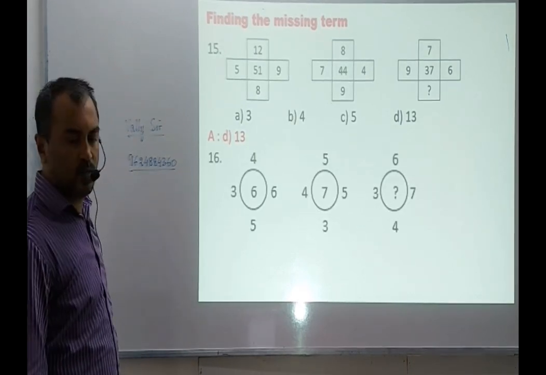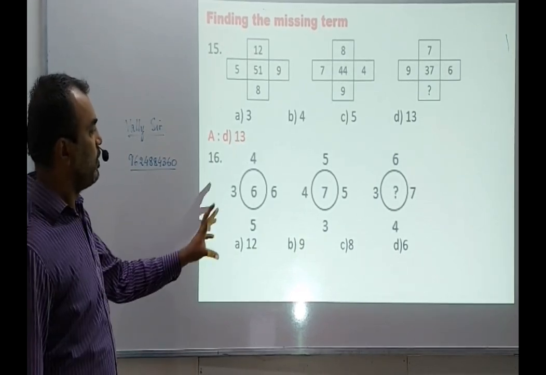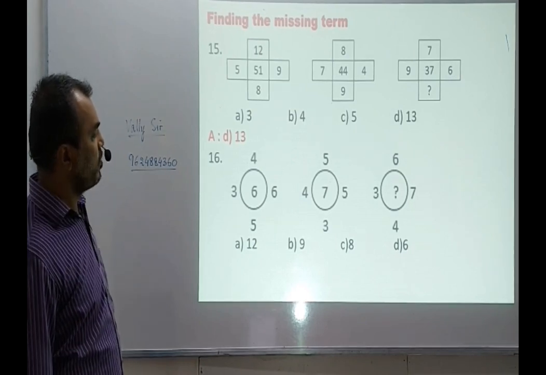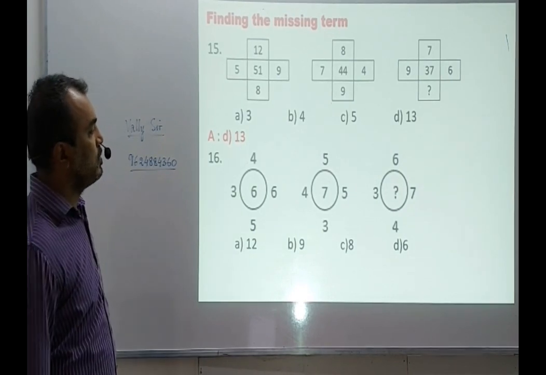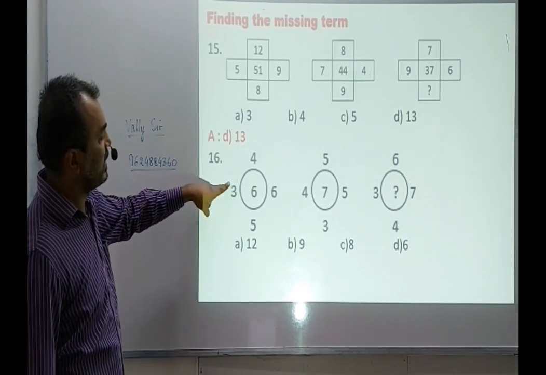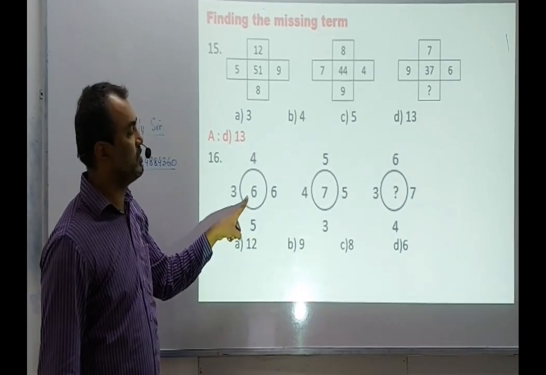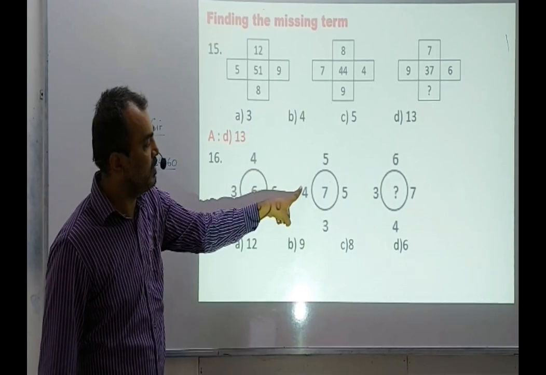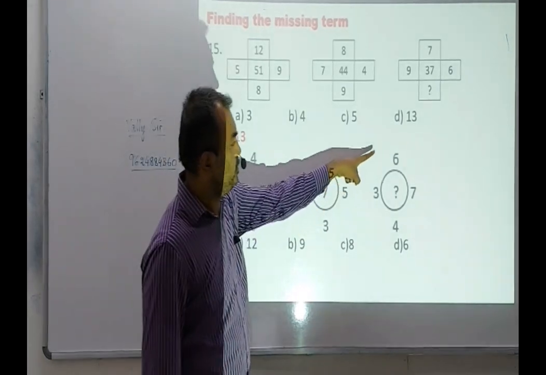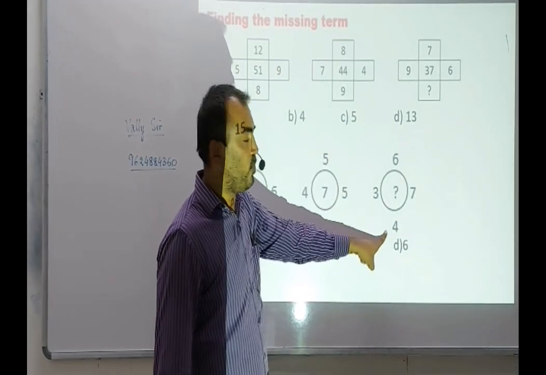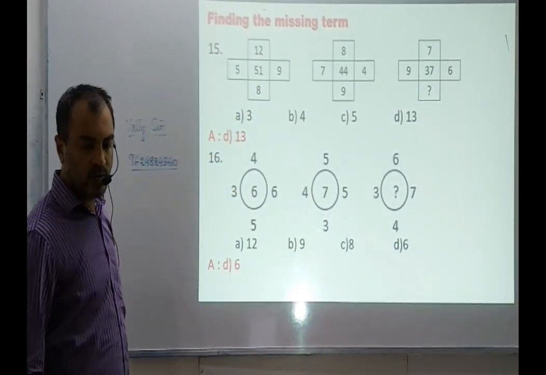Now for this sum, the 16th sum, the answer I have given to you, I think you have worked it out. And now we'll see, this is a slightly different logic. What we have got here, 3, 4, 5, 6, and so 4 plus 3 is 7. 7 plus 5 is 12. 12 minus 6 is 6. 5 plus 4 is 9. 9 plus 3 is 12. 12 minus 5 is 7. So 6 plus 3 we have got 9. 9 plus 4 we have got 13. And 13 minus 7 should give the answer 6. So the answer is B, 6.